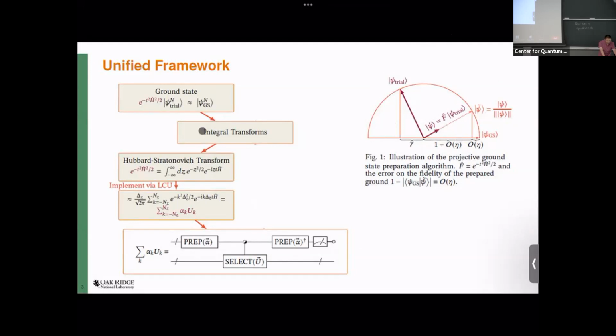Particularly interesting is if we have a frustration-free Hamiltonian, we can actually construct a thermal density operator instead of H squared, using one of the algorithms mentioned in the previous talk from 2017 by Chowdhury and Somma.